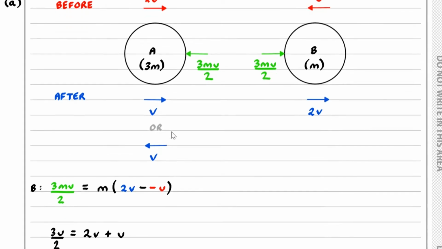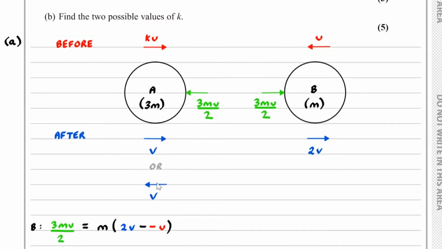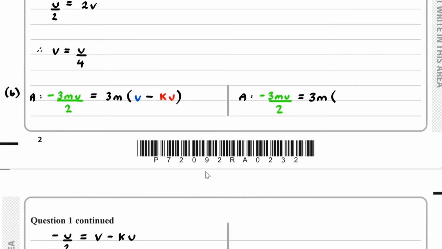Let's consider the second option then. For A, we would have the impulse negative 3mu over 2. This is equal to the mass 3m multiplied by, well here, if v is pointing to the left this time, we would have minus v, then subtract ku.